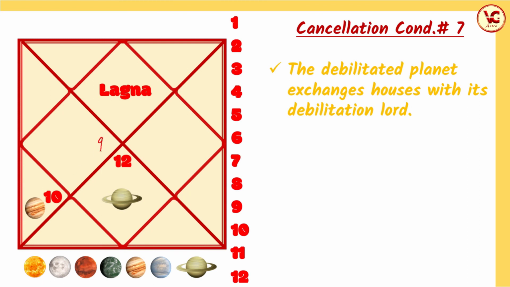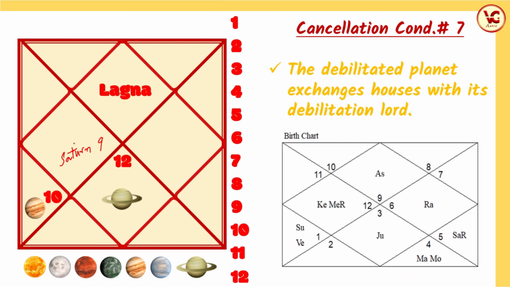So this is 9 Sagittarius. If Saturn is here, then it will fulfill this condition as well. In any of the places it will fulfill this condition. And this is a sample chart.